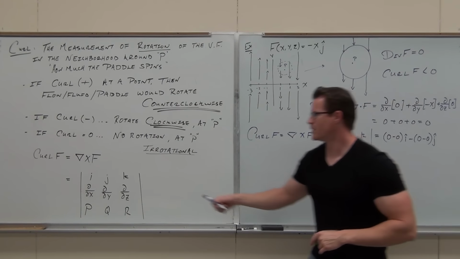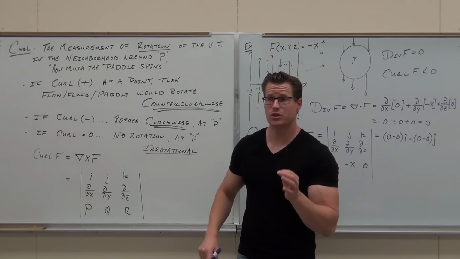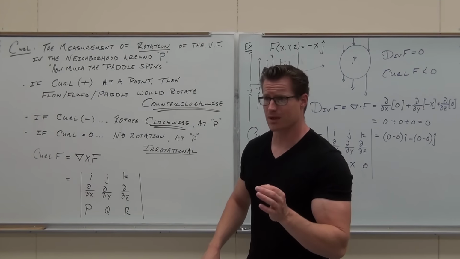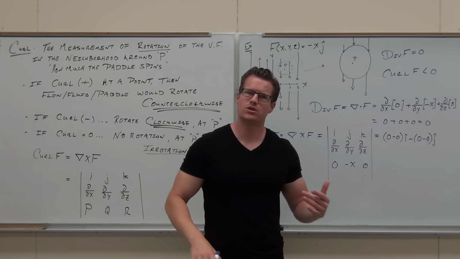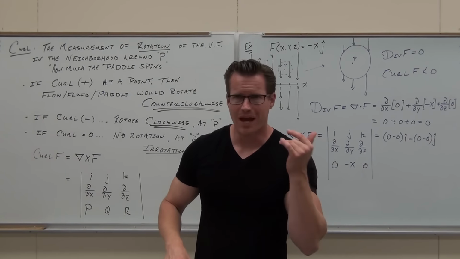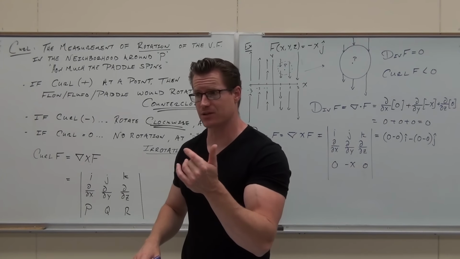Notice that the curl, it's a cross product. It's going to give you a vector if it exists. It will be a vector. This was a scalar. This thing is a vector. It's showing you the direction and the magnitude of spin. That's what's happening here.